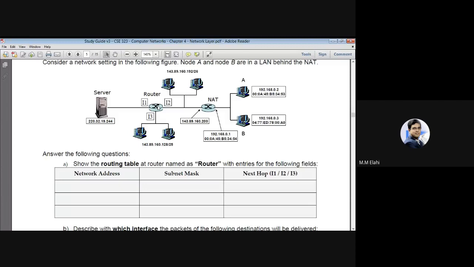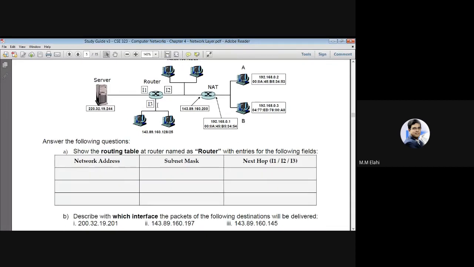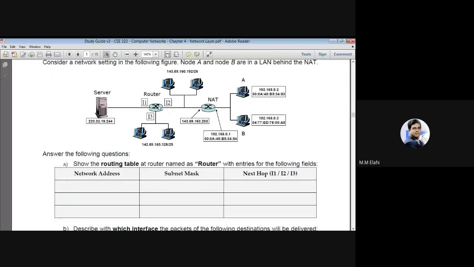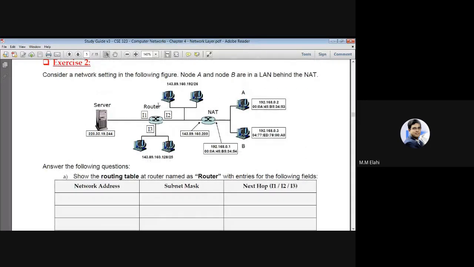Now let me do it by hand. You should also use your paper and pencil. Don't just watch, participate.